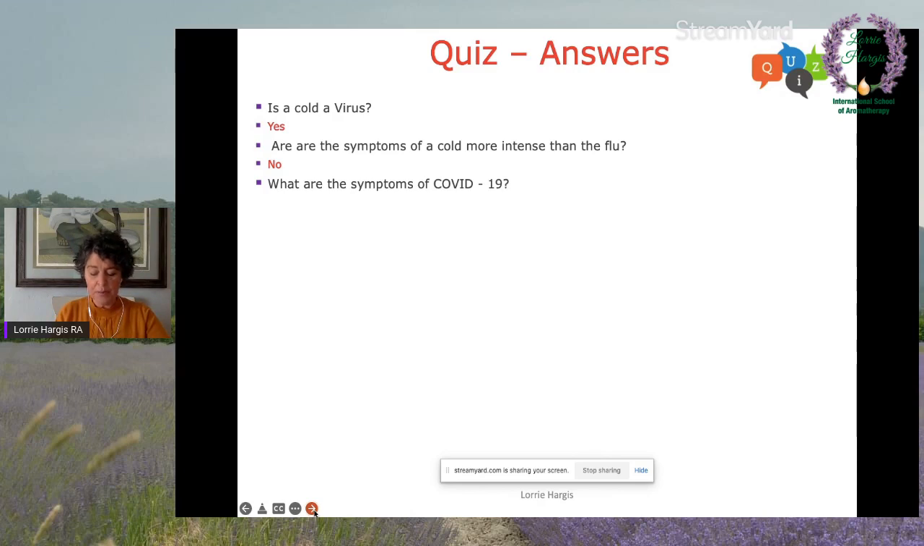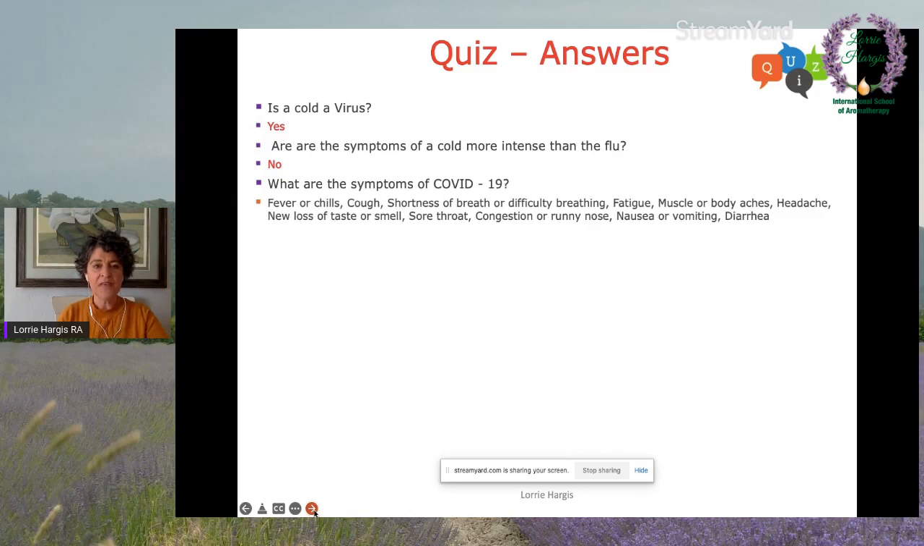Respiratory distress, fever, body aches, headaches, infection, brain fog. Yes, you can definitely have brain fog with this too, because it goes to the nervous system, right? So you can have brain fog. And also, if it affects your intestinal system, our brain and gut connection. All right, so let's go here. Here we go. Fever or chills, cough, shortness of breath, difficulty breathing, fatigue, muscle or body aches, headache, new loss of taste or smell, sore throat, congestion or runny nose, nausea or vomiting, and diarrhea.